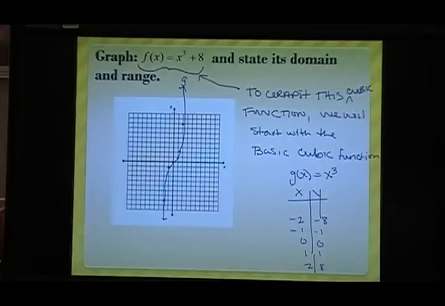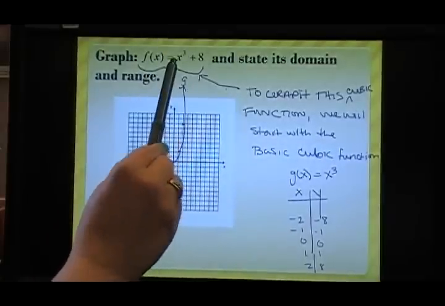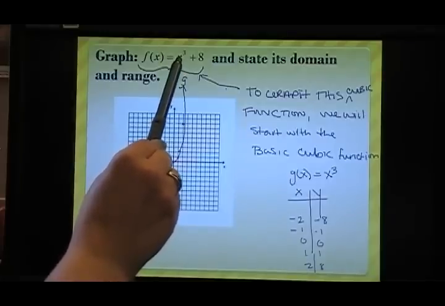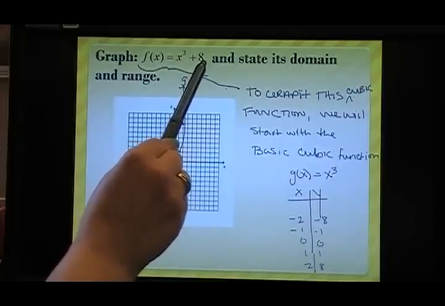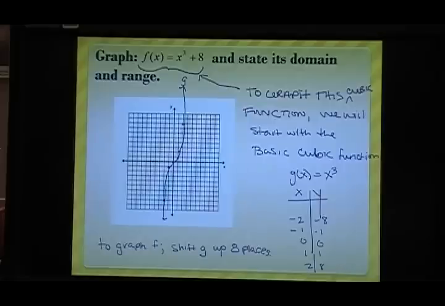So this is the graph of my basic G. So to graph this cubic, there's no negative, so I don't need to flip. There's no number inside with the x, so I don't need to move left or right. And then this plus 8 is the constant out here. That tells me I need to move everything up 8 places. So to graph f, I am going to shift G up 8 places.